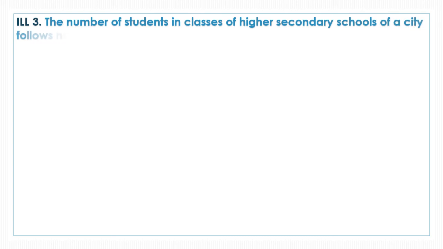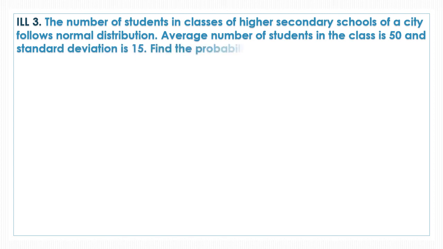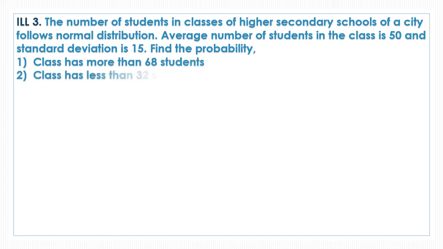Illustration 3. The number of students in classes of higher secondary schools of a city follows normal distribution. The average number of students in the class is 50, and its standard deviation is directly given as 15. Find the probability that number 1, a class has more than 68 students, and number 2, a class has less than 32 students.